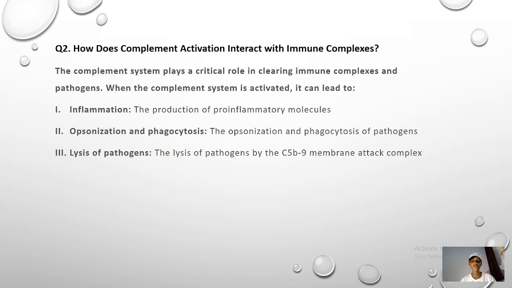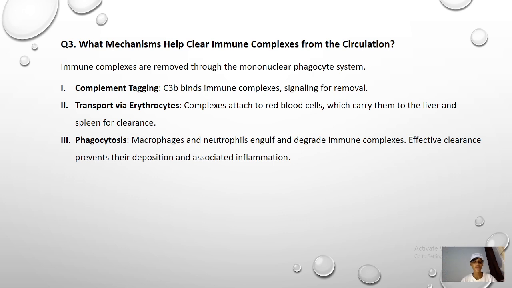The second one is opsonization and phagocytosis, where there is engulfment of the pathogen. The third is lysis of the pathogen or the cell, the lysis of the pathogen by the C5b-9 membrane attack complex.